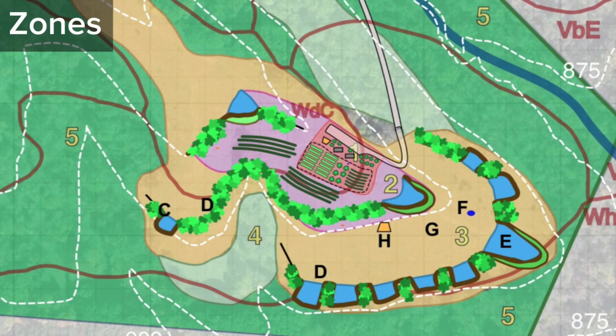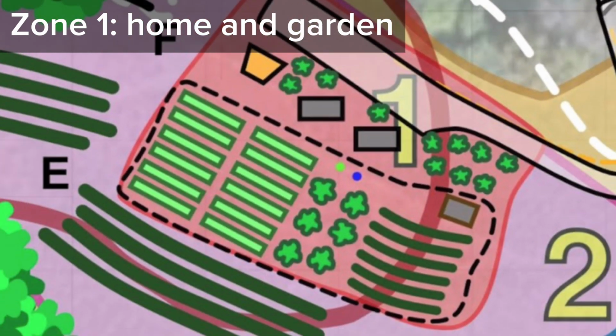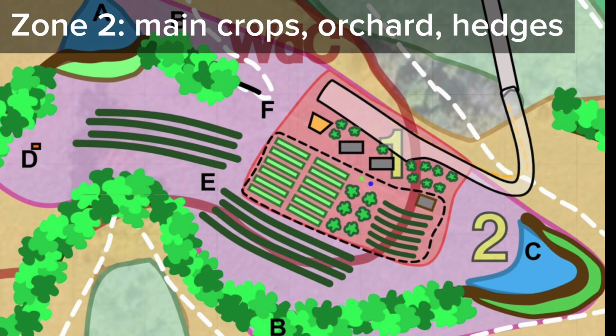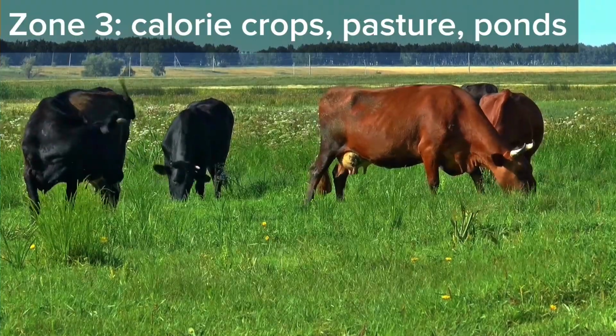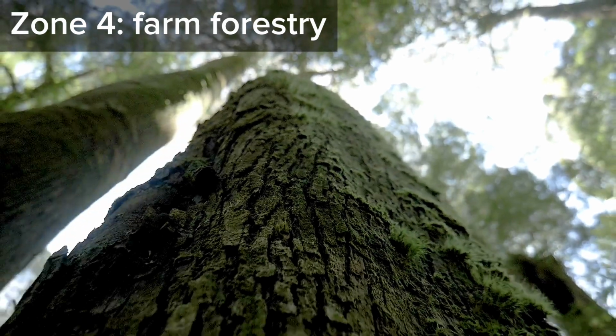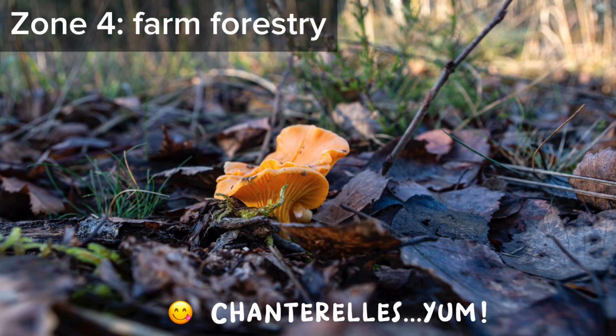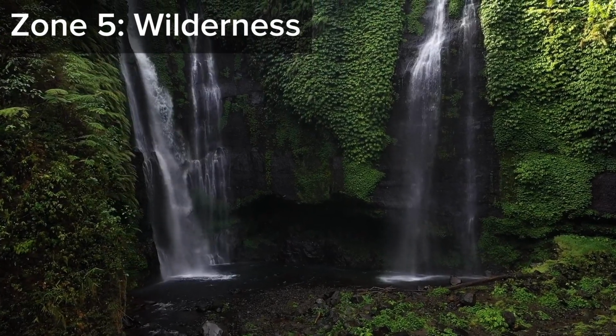We also map out zones for buildings and plantings according to how often we need to be there. Zone 1 includes the home and intensive gardens. Zone 2 contains main crops, orchards, and hedges. Zone 3 includes broadacre crops, pasture, and ponds. Zone 4 is devoted to farm forestry for timber and wild forage. Zone 5 is unmanaged wilderness, where we go to reconnect with nature.